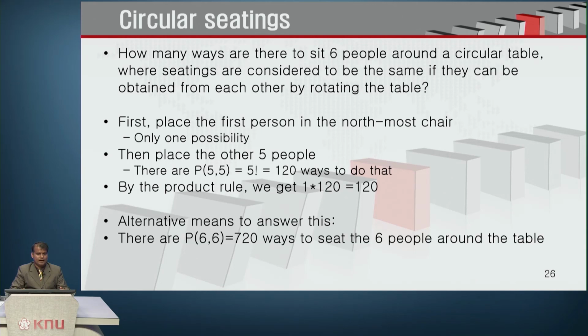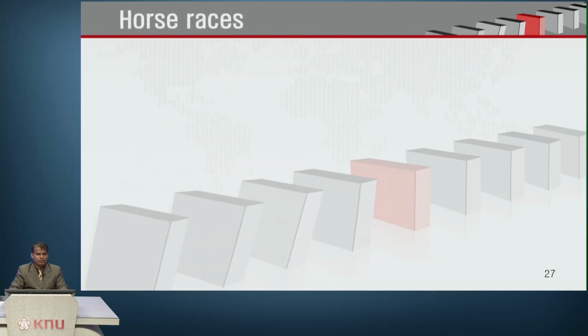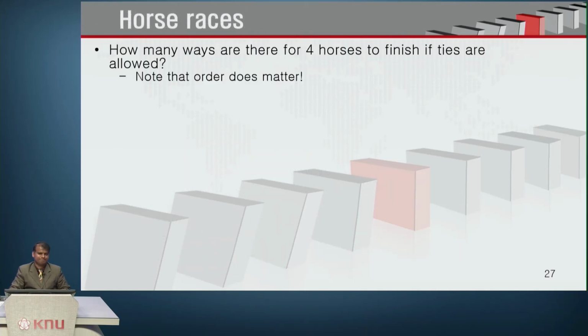An alternate way, you can also go for P(6, 6), that is 720 ways to seat 6 people around the table. Initially we fixed 1 person at the northmost corner, and then you fix the remaining 5. But if you go for the 6-person rotating chair, you have 720 divided by 6, that is 120 combinations.